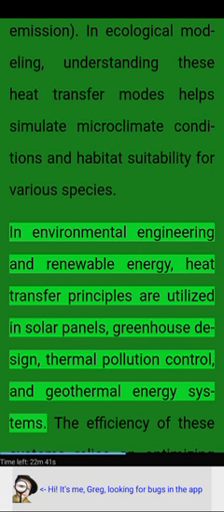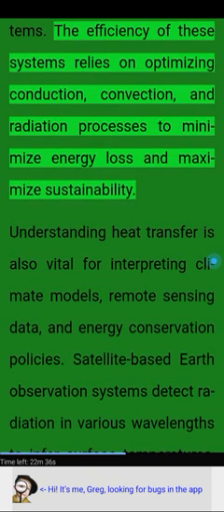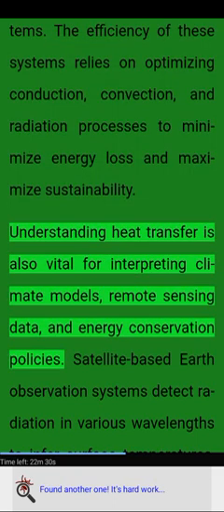In environmental engineering and renewable energy, heat transfer principles are utilized in solar panels, greenhouse design, thermal pollution control, and geothermal energy systems. The efficiency of these systems relies on optimizing conduction, convection, and radiation processes to minimize energy loss and maximize sustainability. Understanding heat transfer is also vital for interpreting climate models, remote sensing data, and energy conservation policies.